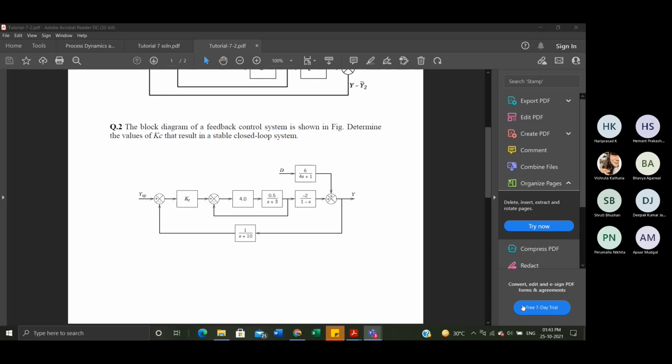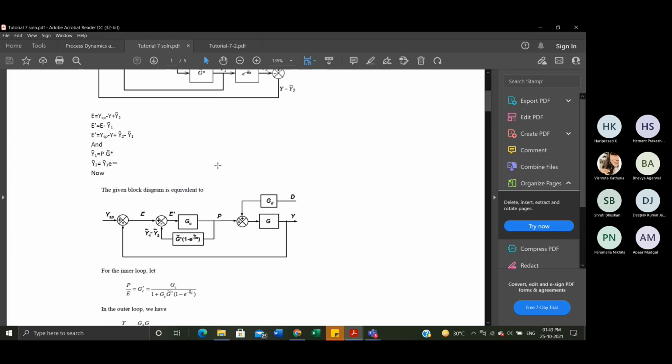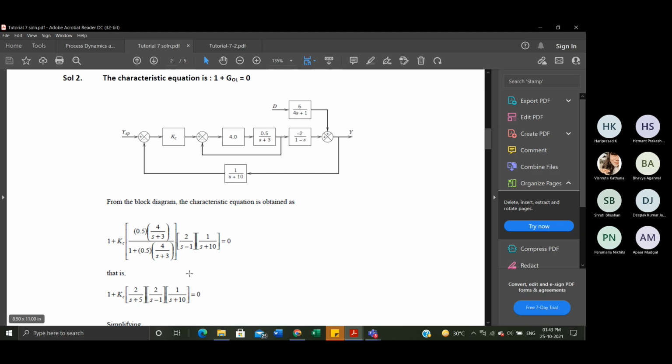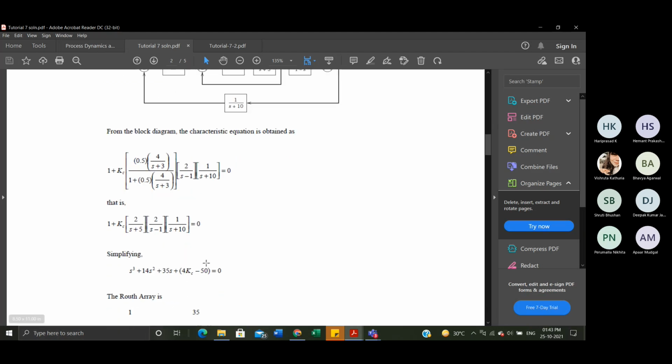Okay, so shall I discuss the solution? Yes, go ahead. Okay. So you all must have formed the characteristic equation for this transfer block. So we have to find the characteristic equation for this block, then we can apply the stability criterion. First we'll multiply all the blocks, it is 1 plus GOL, which is the multiplication of all these blocks, written over here. Then after simplification, we get this equation, and finally a cubic equation.